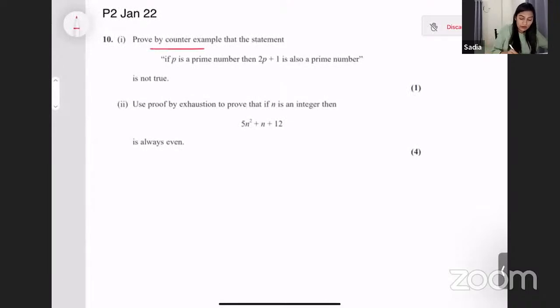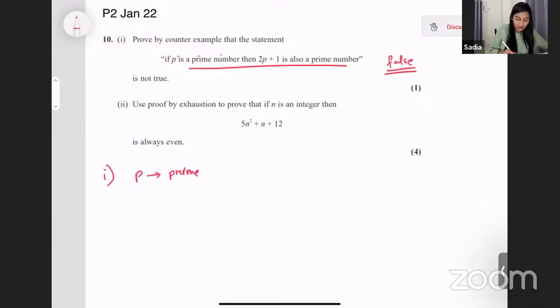So prove by counter example that the statement is not true. As in, you need to disprove the statement. You need to prove the statement is actually false. That's what we're trying to do. P is a prime number. So according to them, if P is a prime number, in that case, 2P plus 1 should also be a prime number, but that's what we will prove wrong. We will select one prime value for P that will not give us a prime number here.